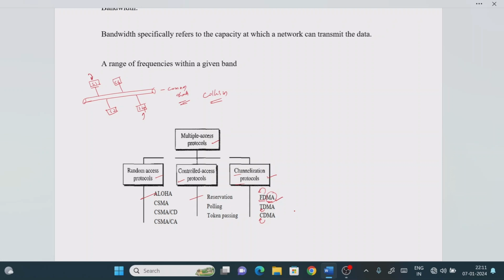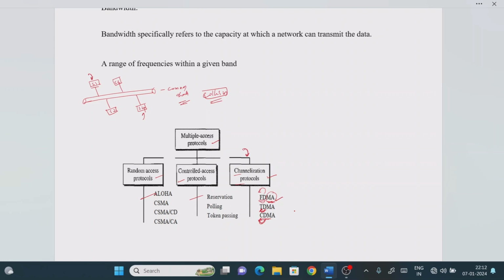So FDMA means frequency division multiple access. TDMA means time division, so division will be done with respect to the time. CDMA means code division multiple access method, where division will be done with respect to the code. So if you make the division with respect to frequency, time or codes, we can stop the collision. That is what exactly we are going to study in the channelization protocol.